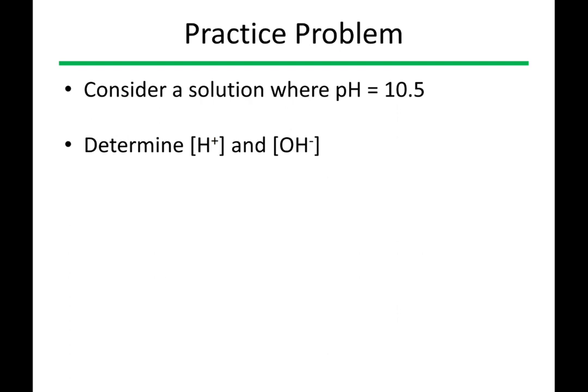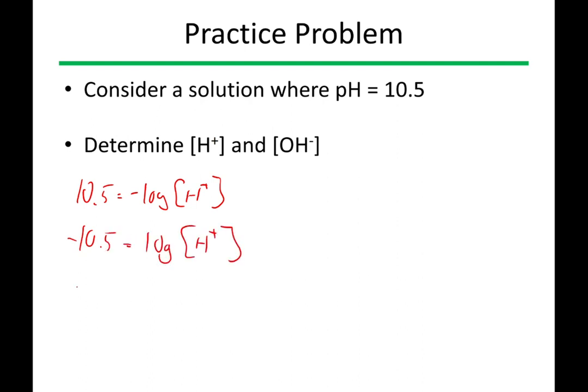So remember, the pH is the negative log of the H plus. So if we want to get from the pH to the H plus, we can do the minus of both sides and take 10 to the both sides. So 10 to the negative 10.5 is equal to the concentration of H plus. And this is going to be equal to 3.16 times 10 to the negative 11th.